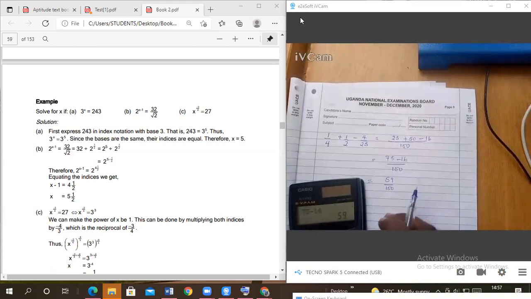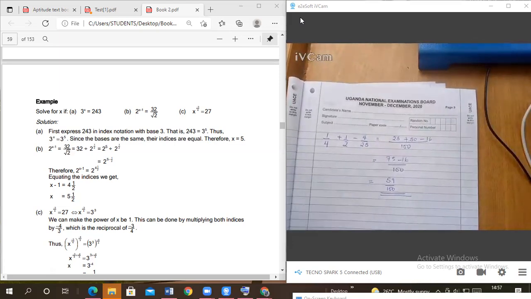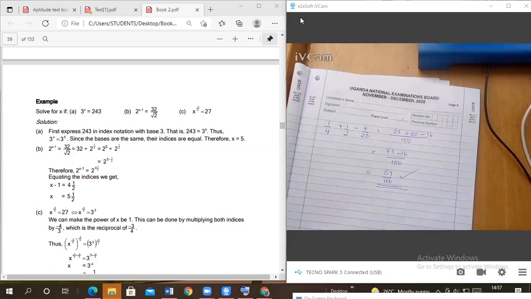Is there any common factor there? Remember, is there any common factor there? No. So we leave it like that. Okay? Yes. So our answer is that. That is our answer.